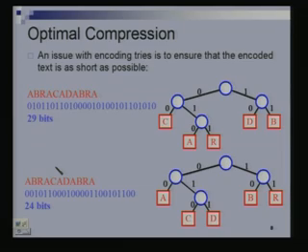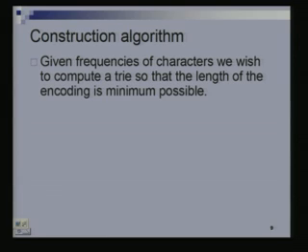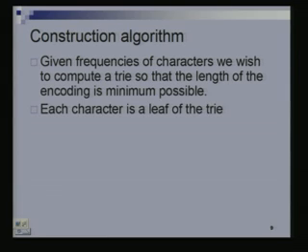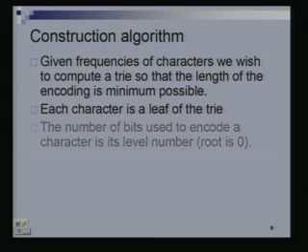Okay, is that clear to everyone? Good. So let's try and understand. What is it that we are given? We are given the frequencies of the characters. So suppose I give you a piece of text, you will count the frequencies of the characters. Frequency means how many times each character appears. And we are trying to compute a trie so that the length of the encoding we get is as small as possible. Recall that each character is a leaf in our trie. Okay. The number of bits used to encode a character is its level number.